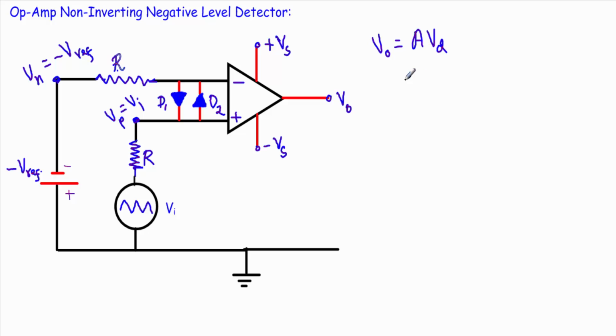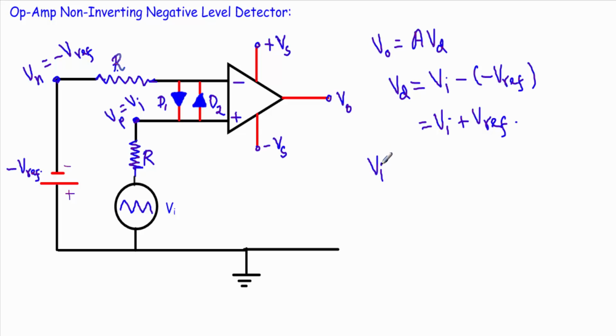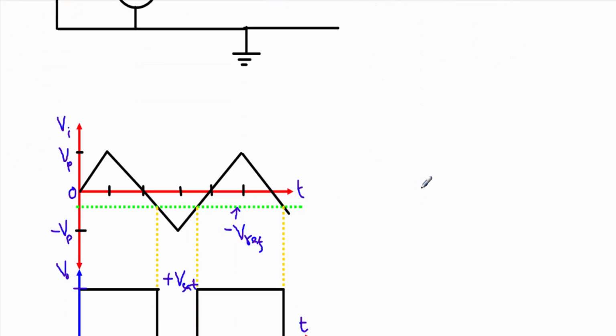So I can write Vd equal to this non-inverting terminal voltage minus this inverting terminal voltage, Vi minus (minus Vref). That means Vd will be Vi plus Vref, the reference voltage. Now consider a case when the input voltage Vi is greater than the negative reference voltage, minus Vref. Look at our input and output waveforms.